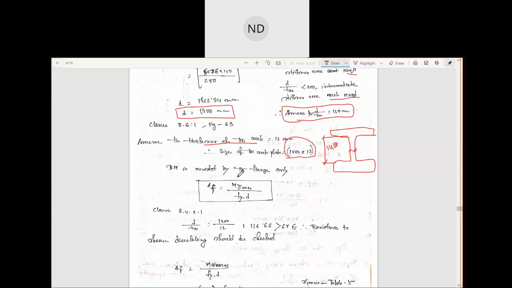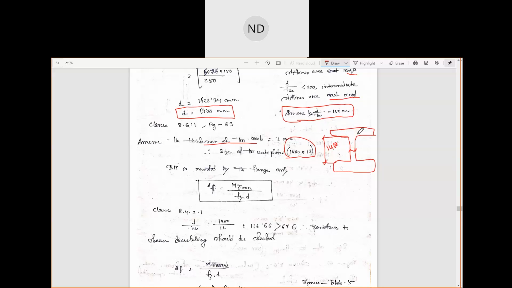Now, one thing: this is the web and this is the flange. Always your web resists the shear, and your flanges resist the moment. Always the web resists the shear and the flange resists the bending moment. So bending moment is resisted by the flange only. We got the size of the web, right? We have calculated this depth and the thickness we have assumed. So we have got the size.